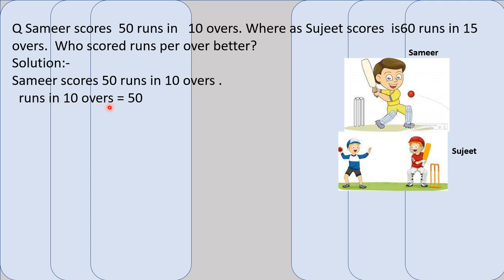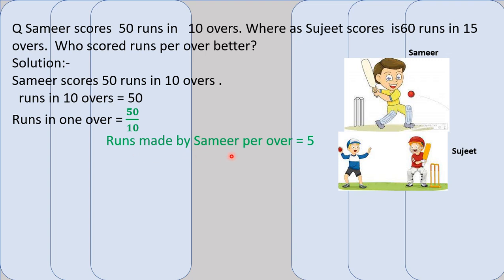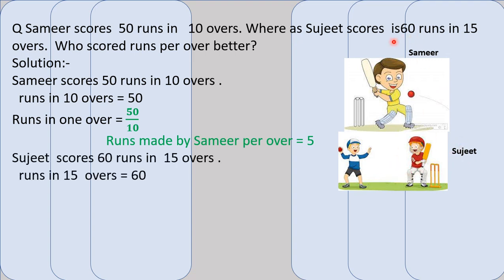Runs in 10 overs is equal to 50. So for runs in 1 over, we divide 50 by 10 to get how many runs were scored by Sameer in 1 over. It is equal to 5. So we can say the runs made by Sameer per over is 5. Now compare the second boy, Sujit. Sujit's score is 60 runs in 15 overs. That is, runs scored by Sujit in 15 overs is 60. So what is the run in 1 over?